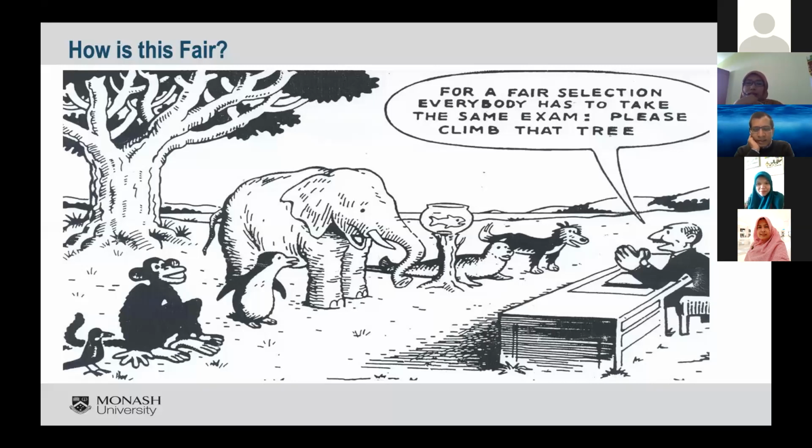Maybe the elephant? No, the elephant can't get up the tree. Someone who can climb the tree. Penguin? It's about climbing. What do you think? I think the monkey, right? Yes. Okay. So if the fair selection is to take the same exam, which is to climb the tree, then the monkey has the fair advantage. The seal, the fish, the dog, the elephant, they won't be able.